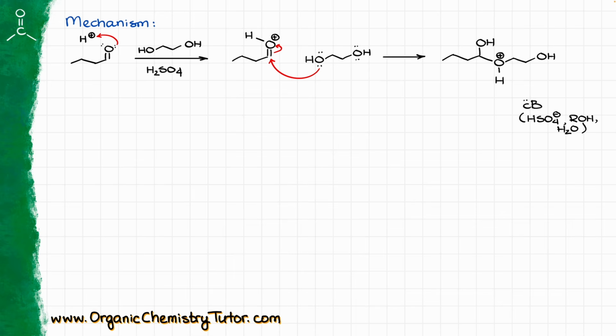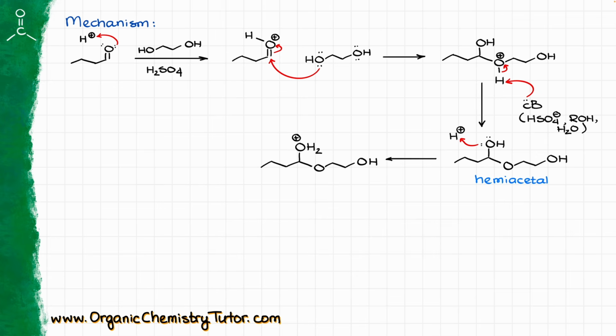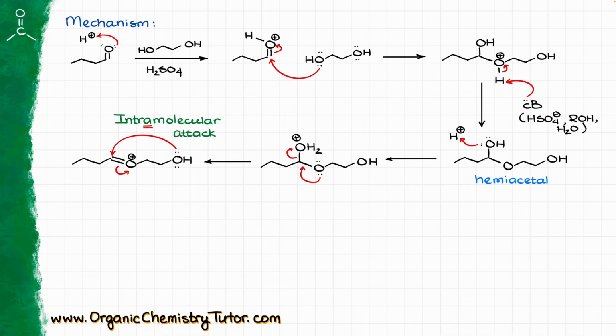It can be the conjugate base from our acid, it can be another equivalent of alcohol, or maybe a little bit of water that we are going to have around. That is going to give us a hemiacetal, which then is going to undergo protonation at the OH, giving us a leaving group, which then is going to pop off, giving us a carbonyl looking intermediate with a plus charge, the oxonium ion over there, which then is going to undergo intramolecular attack.